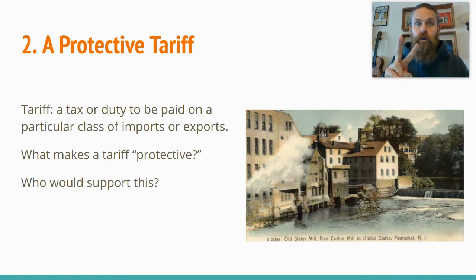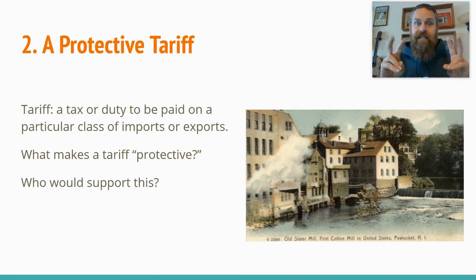Pillar number two is a protective tariff. So let's define that term first. A tariff is a tax or a duty that is to be paid on a particular type of product, right? Usually imports or exports. And in this case, and throughout American history, we're primarily talking about taxing imports.